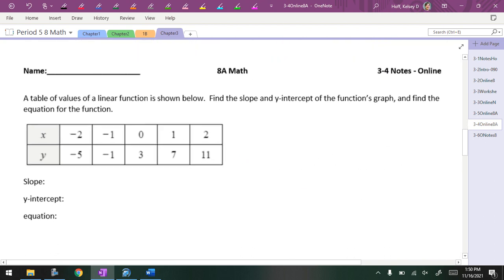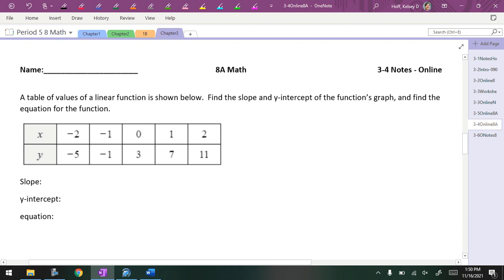Now what'd they give us? A table. A table of values for the linear function is shown below. Find the slope and the y-intercept and find the equation of the function. How do I find the slope out of a table? Aiden?